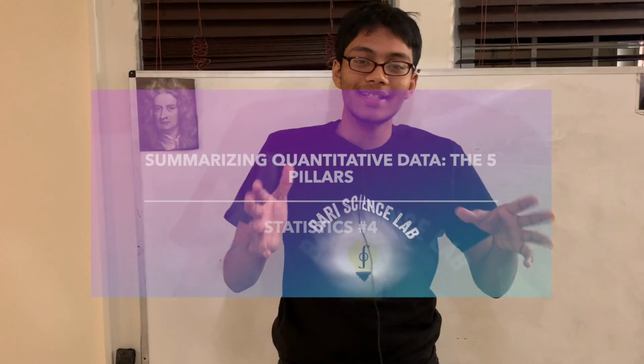Alright folks, welcome back to the next lecture in statistics. What are the 5 pillars when it comes to describing quantitative data? Let me tell you: shape, center, spread, context, and outliers. Let's go ahead and take a look at those 5 pillars.